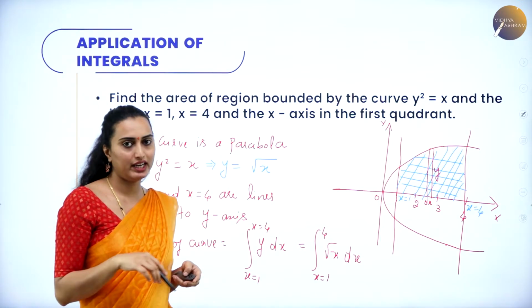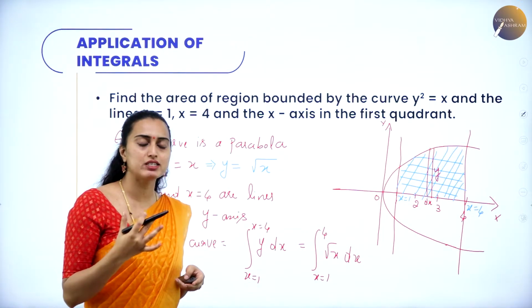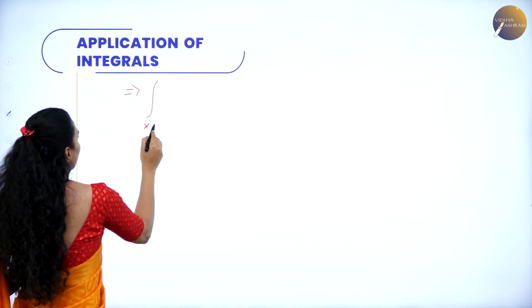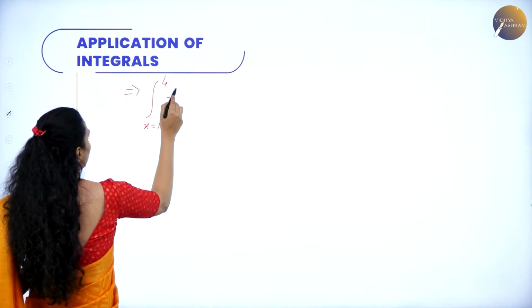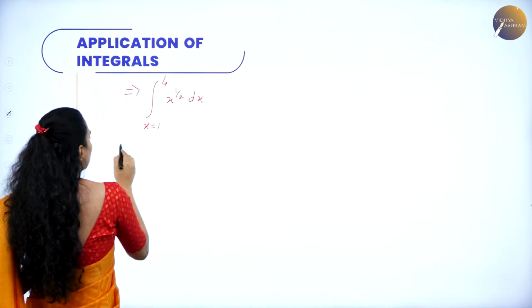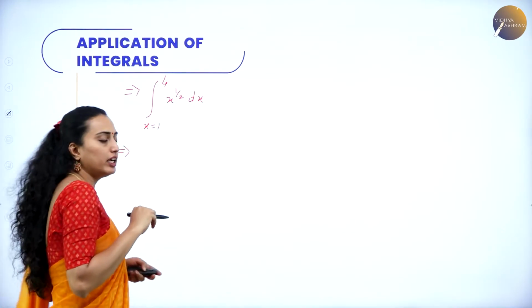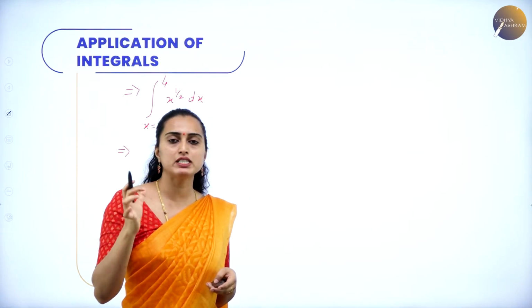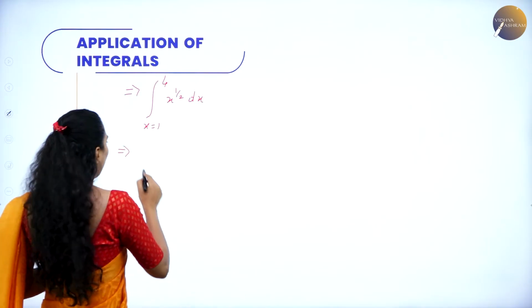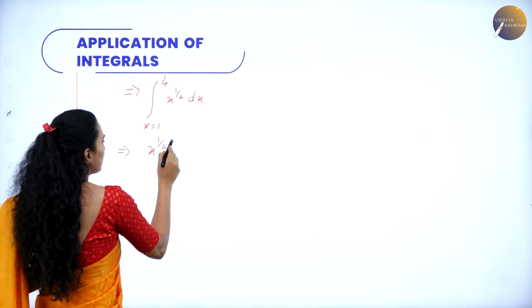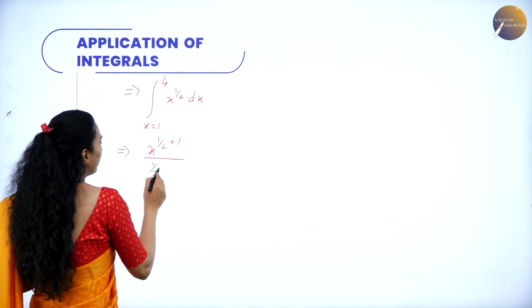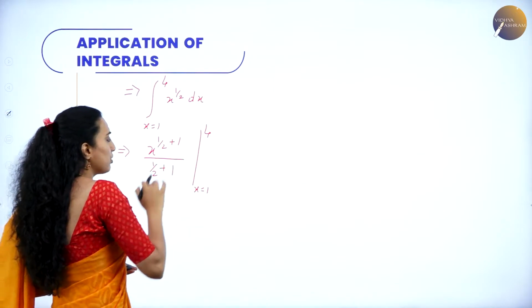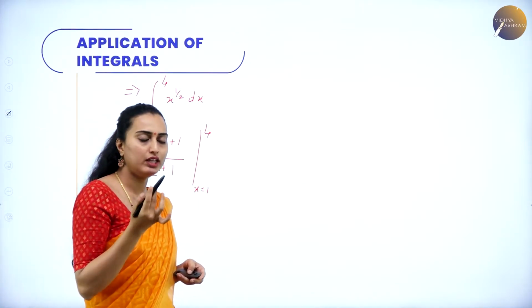Now let me integrate this one. Root x can be written as x to the power of 1/2. So the integral, with x varying from 1 to 4, of x to the power of 1/2 dx. You can integrate this: the integration of x to the power of n is x to the power of n+1 divided by n+1. So, x to the power of (1/2 + 1) divided by (1/2 + 1), with the limits x varying from 1 to 4.